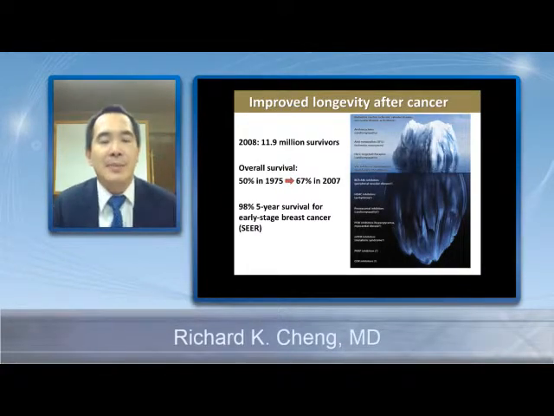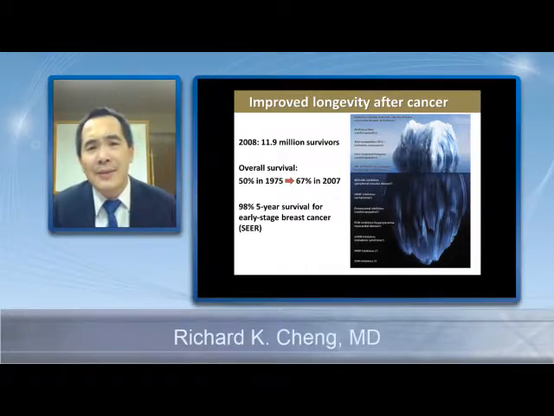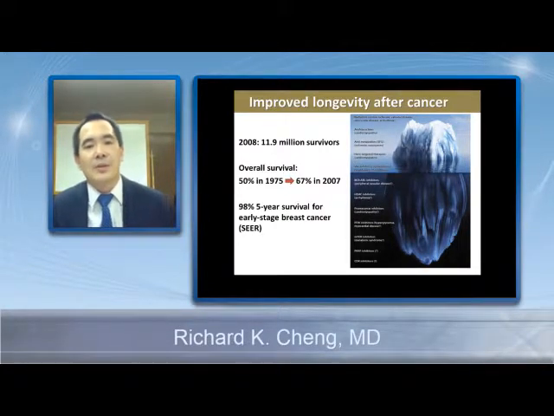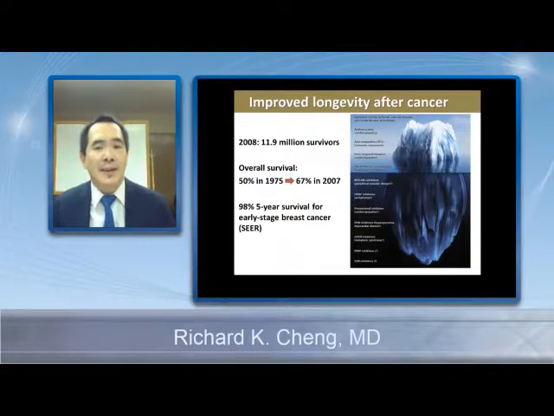So cancer is really the tip of the iceberg. Our oncologists have done a really great job in treating patients with various types of cancer. In 2008, there were 11.9 million survivors of cancer in the United States. This is a great thing. I mean, in the past, a lot of these patients would have died. However, the problem becomes as more and more patients survive, a lot of them go on to develop cardiac disease.